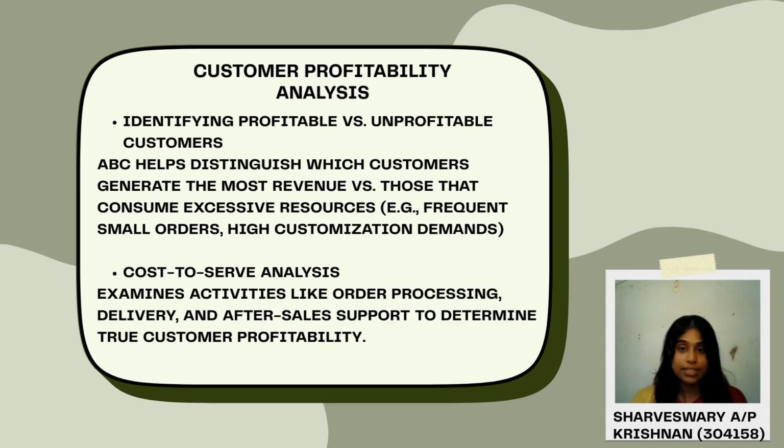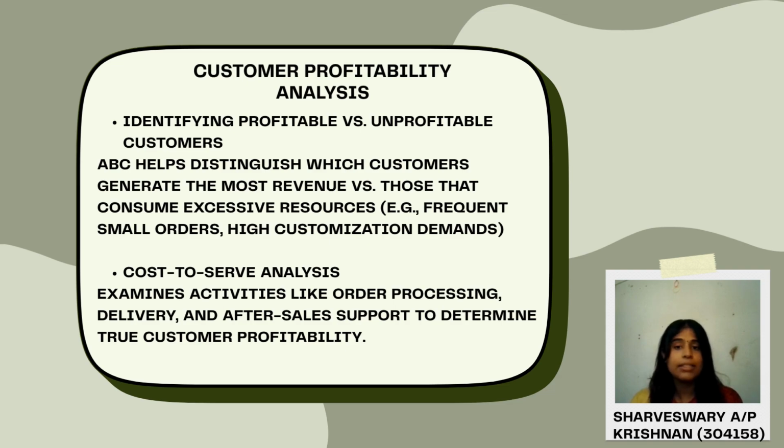So, customer profitability analysis. What we have to understand is that not all customers are equally profitable. Some may bring in high sales but demand excessive support, which makes them less profitable. See, here's how ABM uses ABC to assess this. First, ABM uses ABC to identify profitable versus unprofitable customers. ABC tracks cost per customer by analyzing activities like order handling, delivery, and after sales services.